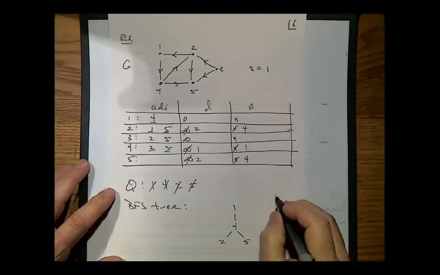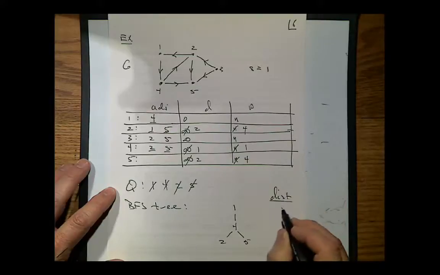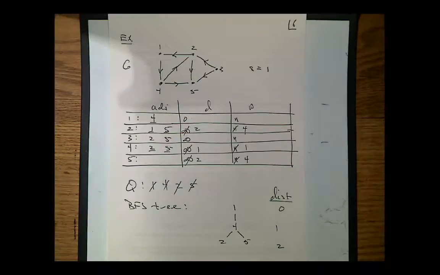Okay, and the distances, as before, are the depths in this tree: 0, 1, 2. In both cases, I really am looking at a subgraph of the original graph. So 3 to 1, so there's an edge in the subgraph. There's an edge in the subgraph. 1 to 2.